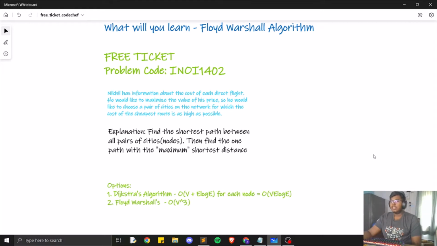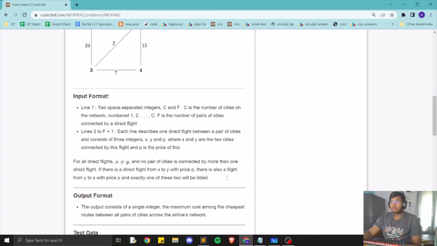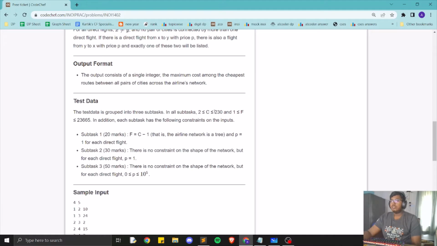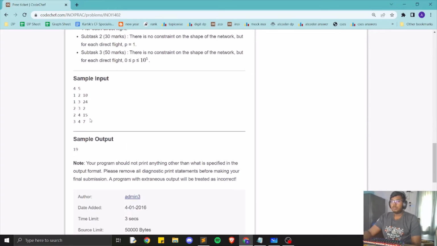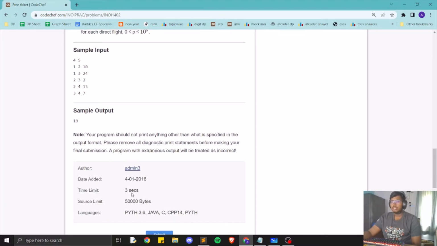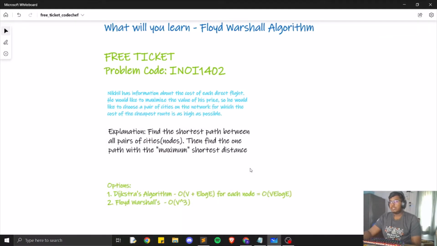And also, the time complexity for each node is O of (V plus E) log E, and the total time complexity would be approximately O of V E log E, considering a dense graph. Now let us look at the constraints of the problem. The number of vertices is 230, and the number of edges is 23,000. So let us consider the number of vertices as 10 to the power 2 and the number of edges as 10 to the power 5. Then the total time taken would be around 10 to the power 7 steps, which is very close to the time limit, which is 3 seconds. So in some cases, the program may not even run.